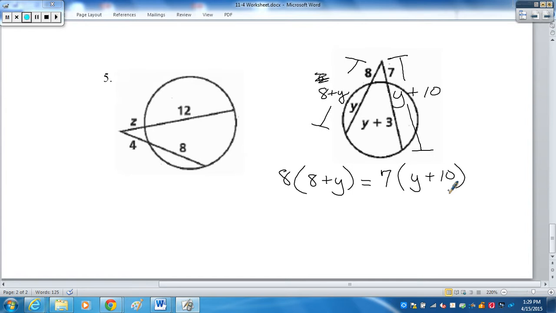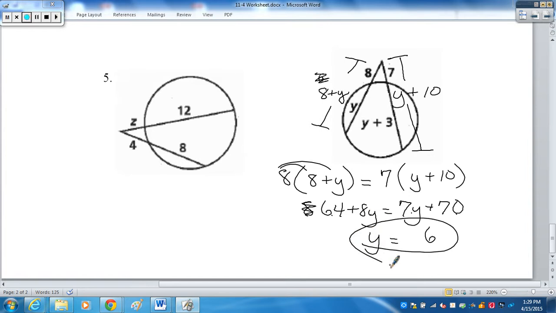Now, thank goodness, it's not going to be a quadratic, right? I mean, there's nothing squared, so it should be pretty simple. 64 plus 8y is equal to 7y plus 70. Okay? If I subtract 64 from both sides, I'm going to get 6. If I subtract 7y from both sides, I'm going to get y. And there's your answer. Y should equal 6.